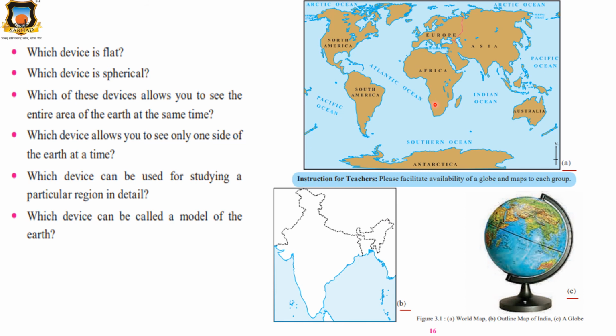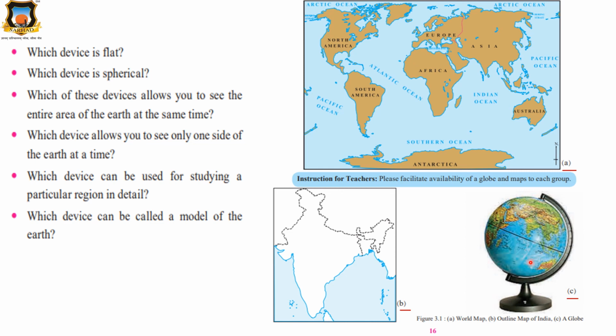Then, which device allows you to see only one side of the Earth at a time? Yes, a globe. Only one side of the Earth. The next side is not seen. Only one side is seen and the other side of the globe is not seen. Which device can be used for studying a particular region in detail?